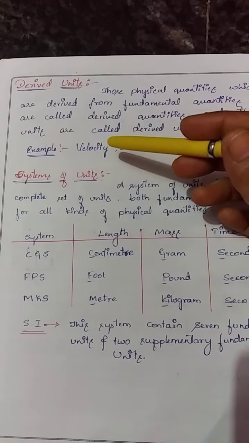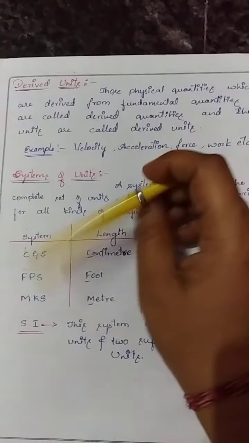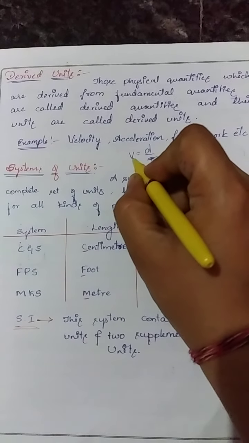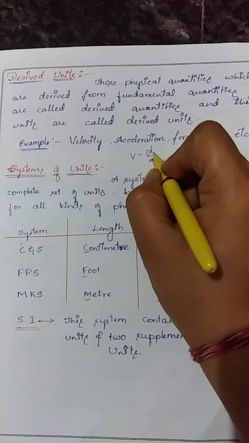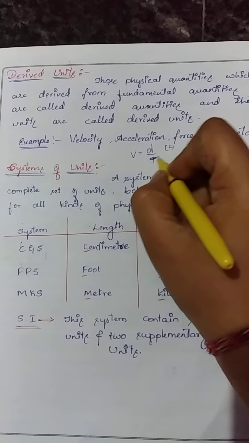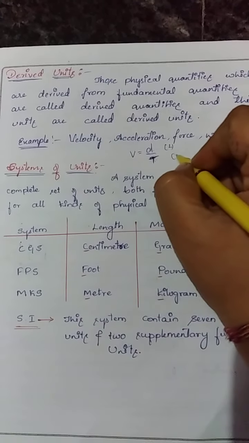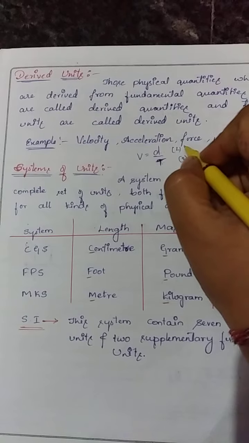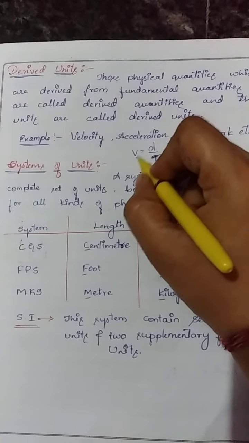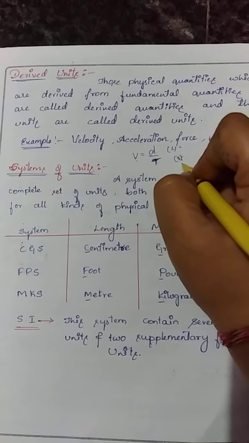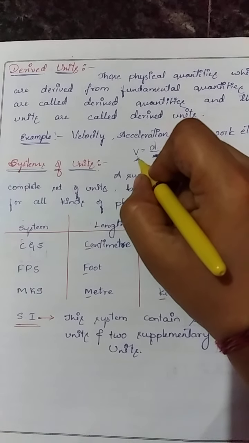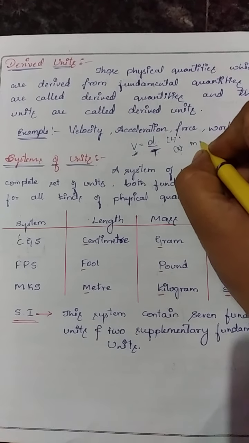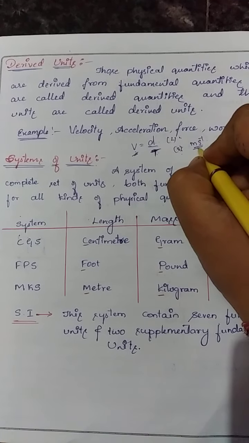Here is the velocity. We know that velocity V is equal to displacement per time. So this velocity depends on D, means distance, that is a length. Next, T means time, that is seconds. So length and time are independent, fundamental quantities. So velocity depends on length and time. So velocity we can consider as a derived quantity. Its unit is meter per second. So this is a derived unit.